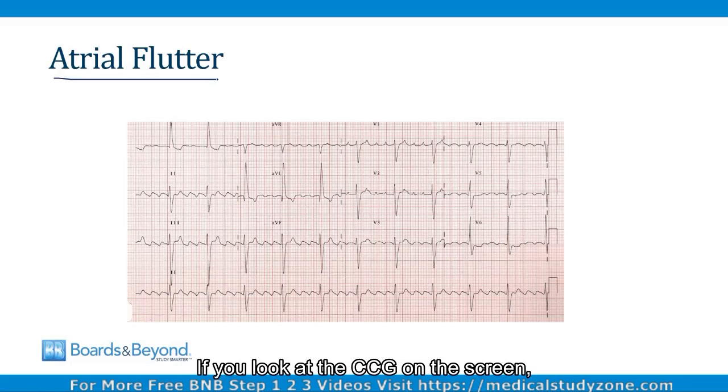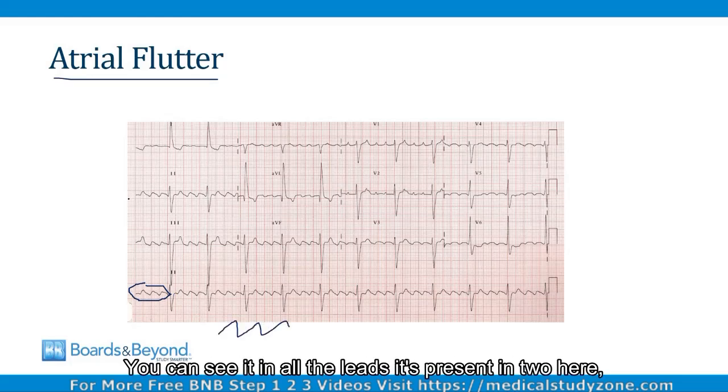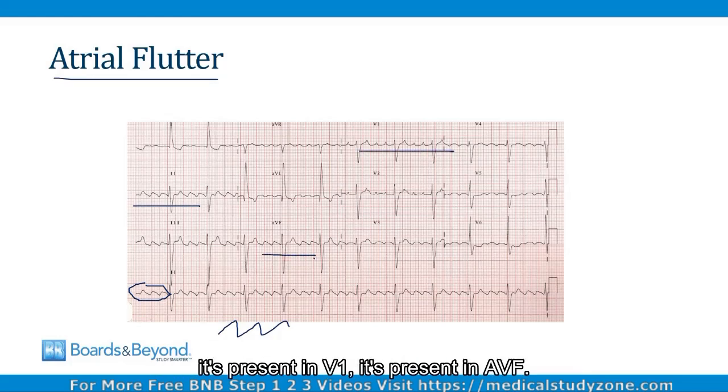If you look at this ECG on the screen, this is an example of atrial flutter. The classic finding is the sawtooth pattern of the baseline. So this is the sawtooth pattern here. It's very easy to recognize. It looks like a sawtooth going up and down. You can see it in all the leads. It's present in 2 here. It's present in V1. It's present in AVF. It's all over the place on the ECG.